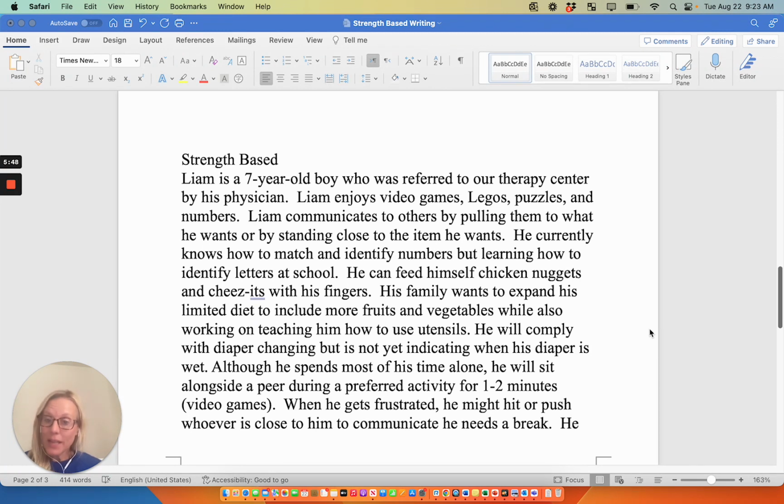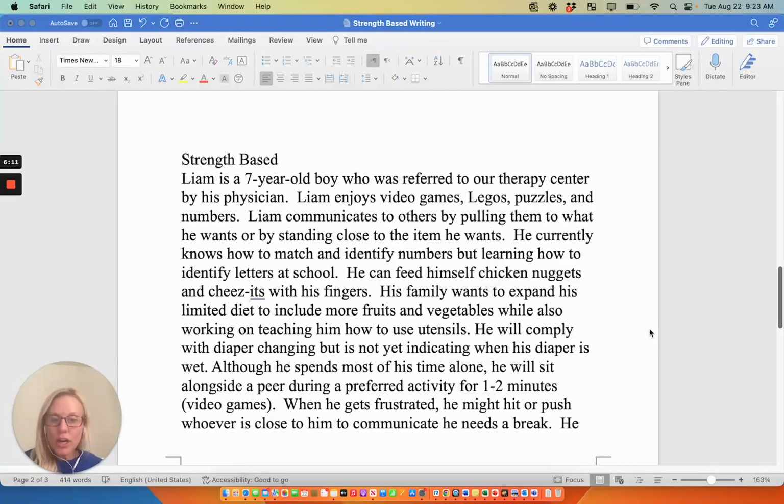He will comply with diaper changing, but is not yet indicating when his diaper's wet. Although he spends most of his time alone, he will sit alongside a peer during a preferred activity for 1 to 2 minutes of a video game. So using that qualifier, I'm saying it's not that he's never around peers or other people. It's just this is when he is. So if I were going to work on that, I would know to start here.